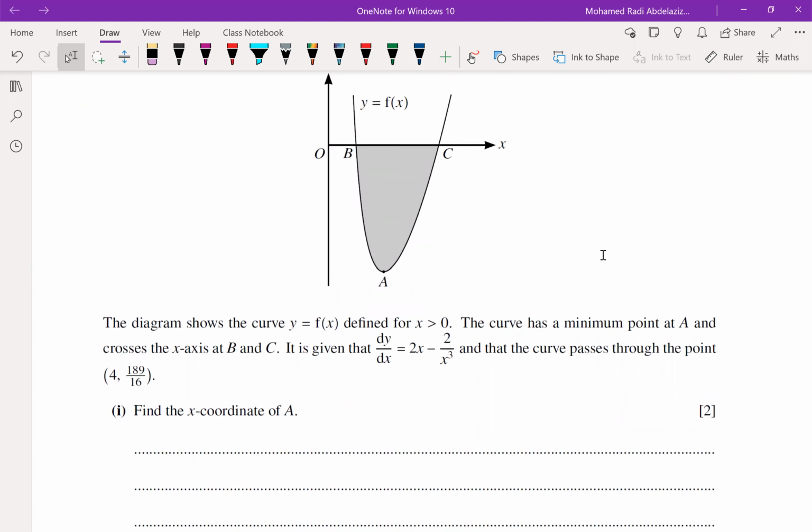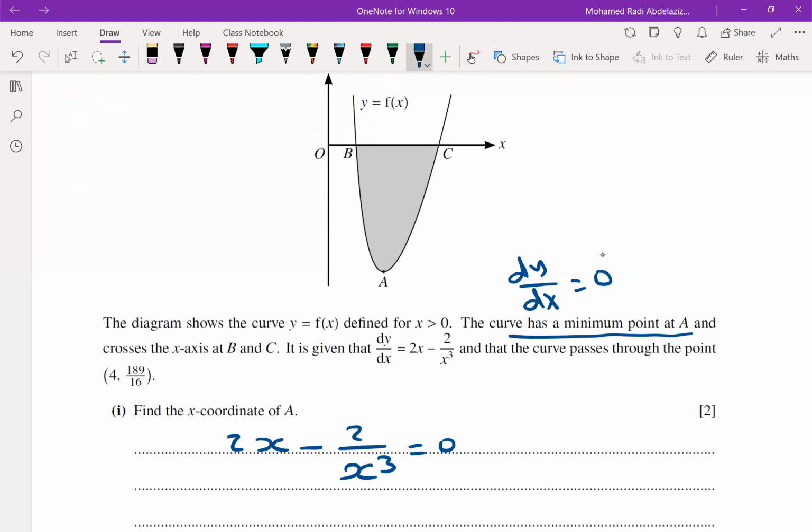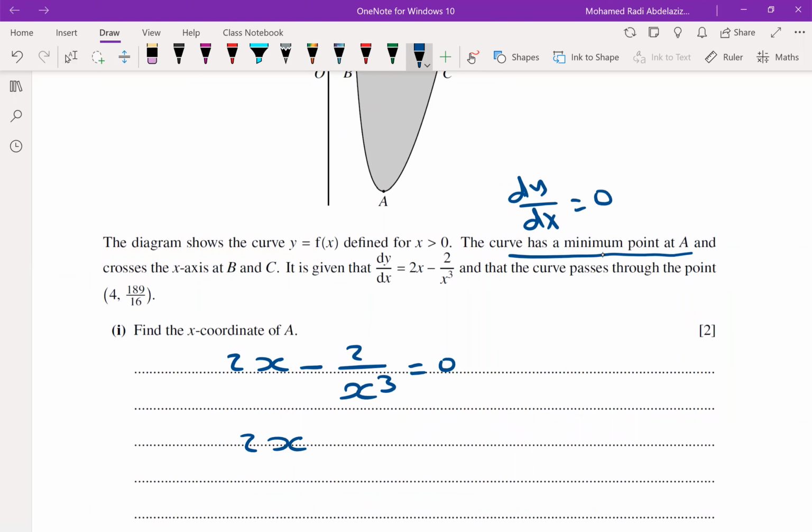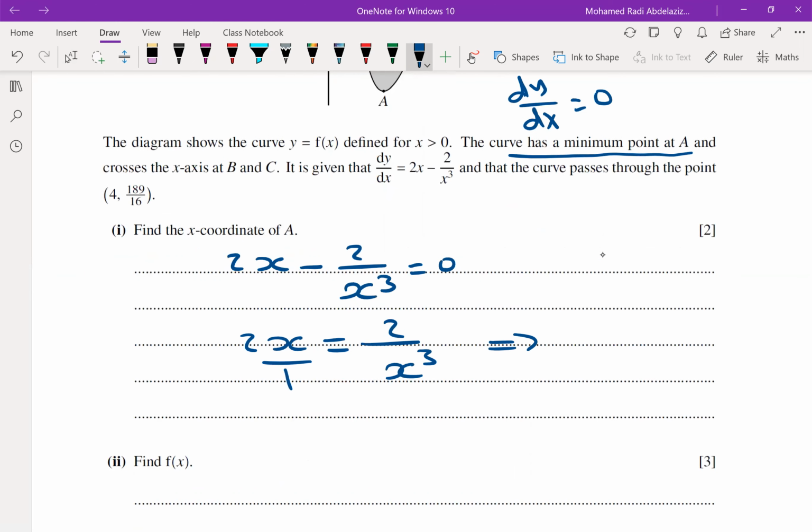To get the x-coordinate of A, it's given that A represents a minimum, which means A is a stationary point, so dy by dx at this point will be 0 because the tangent at this point is parallel to the x-axis. By taking dy by dx equal to 0, x minus 2 over x to the power of 3 is equal to 0. Moving to the other side, x is equal to 2 divided by x cubed. Cross multiply, and you will get x to the power of 4 is equal to 2.